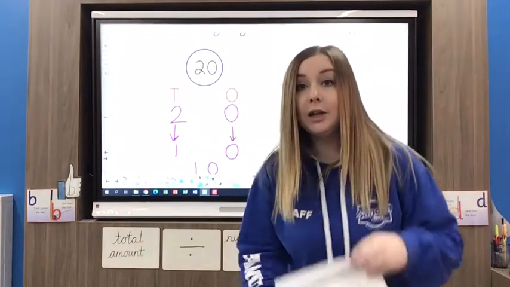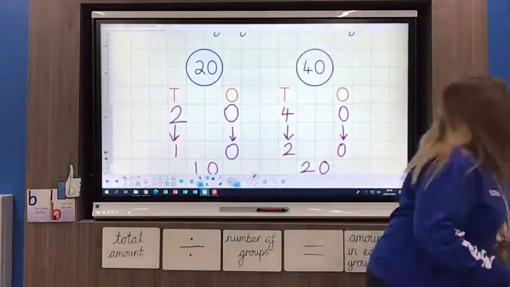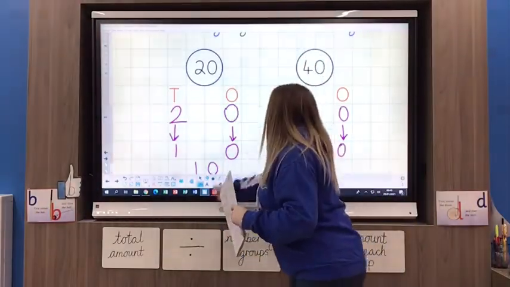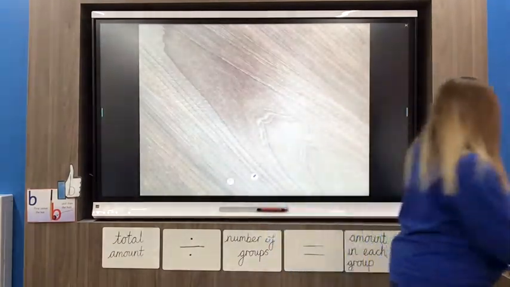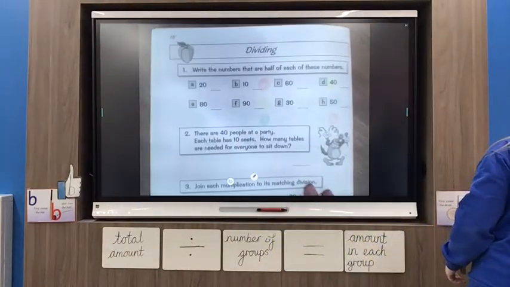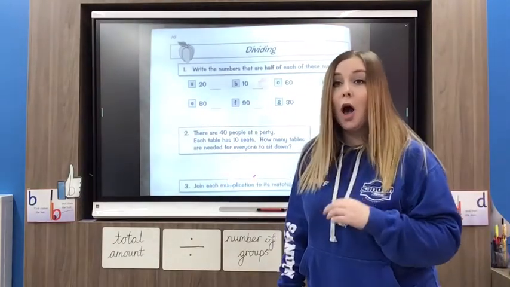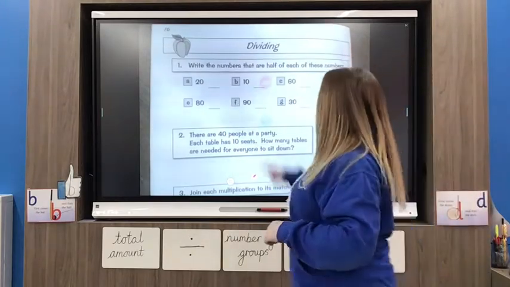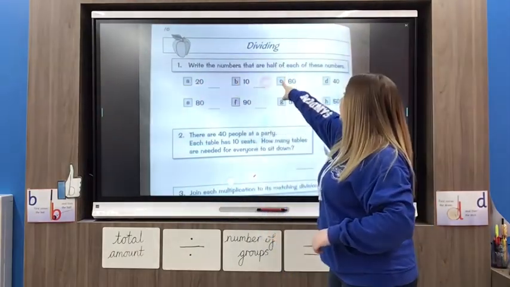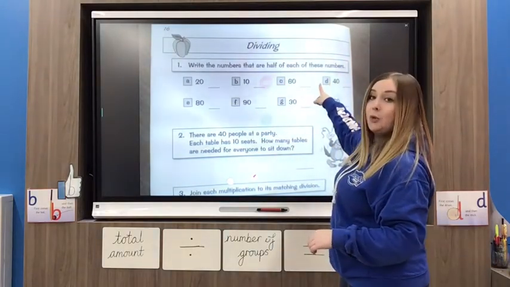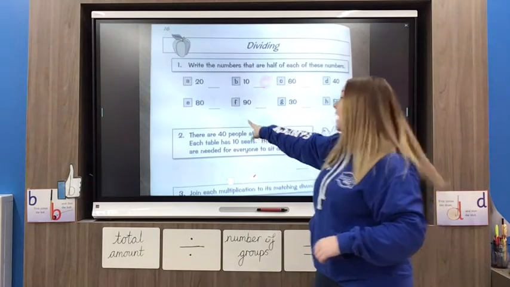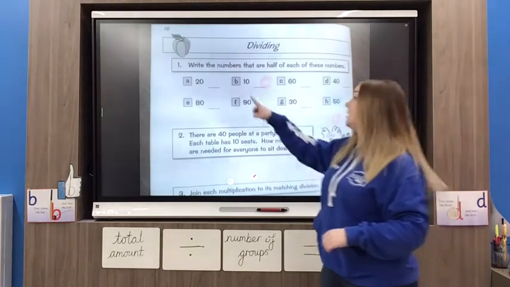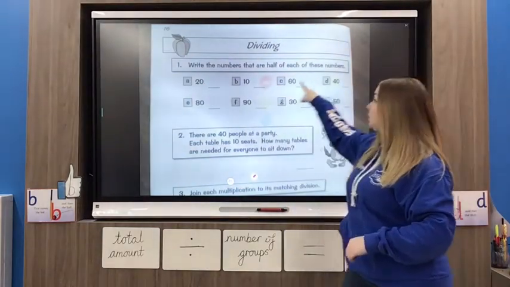Now for today's learning, year 4, you're going to be turning to page 16. And the first set of questions are asking you to half the numbers. Now I only want you to do A, B, C and D, okay? If you want to challenge yourself to have a go at E, F, G and H, that's okay too, but I'm just focusing on the first 4 today.